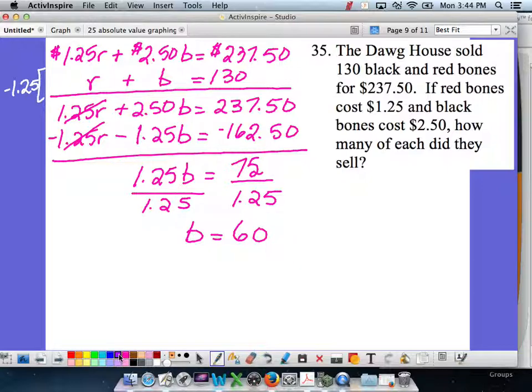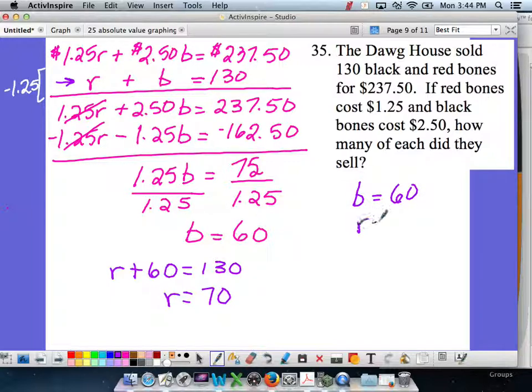Well, if I go back and plug it into this particular equation right here because it seems easier, I have r plus 60 is equal to 130. Subtract 60 from both sides, and that leaves 50. That does not leave 50, that leaves 70. Sorry about that. So the red bones are 70. Easy to check, and you need to watch what it asks for. It asks for how many of each you have. So the black bones are 60 and the red bones are 70.